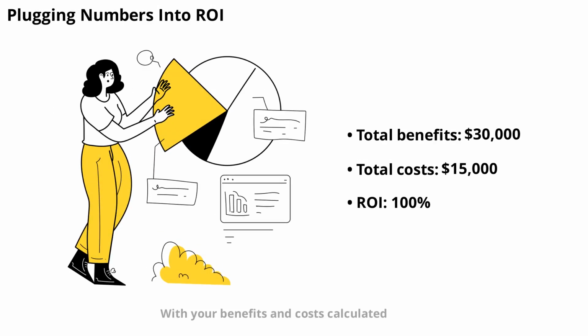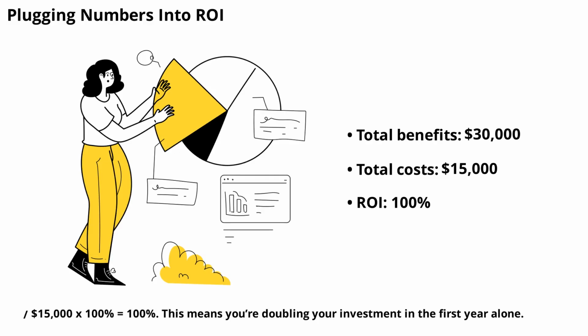With your benefits and costs calculated, plug the numbers into the ROI formula. For example, if your total annual benefits are $30,000 and your total costs are $15,000, your ROI is ($30,000 minus $15,000) divided by $15,000, times 100%, which equals 100%. This means you're doubling your investment in the first year alone.